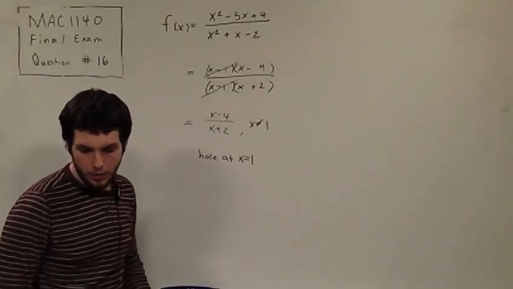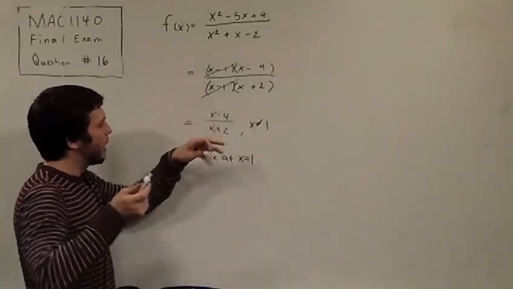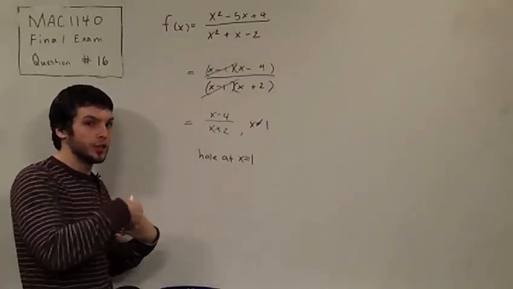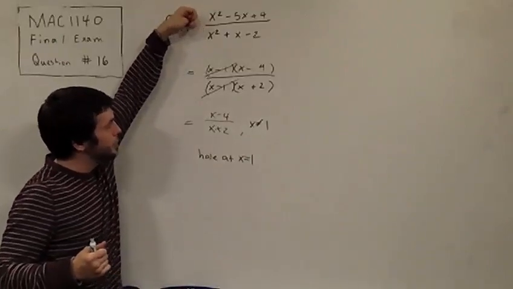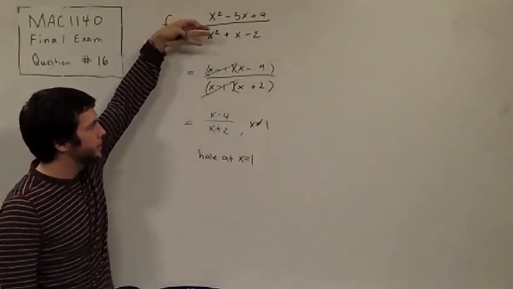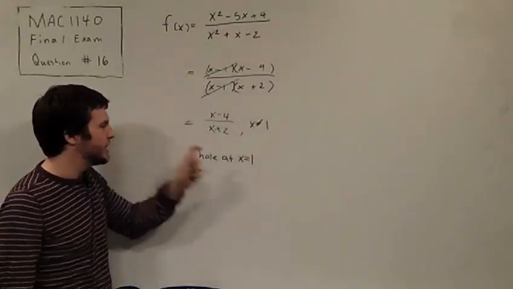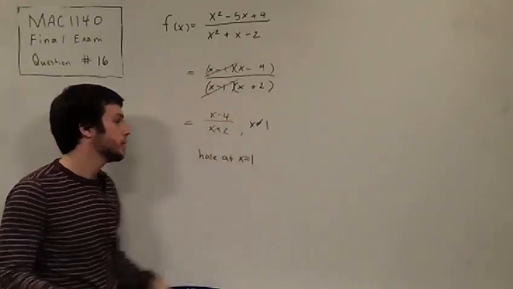So the question is asking for a hole at which point? Well, this is the x value. To find the y value, if you plugged it back into your original, you get 0 over 0, because in your factored form this factor would be 0, and this would be 0 as well. So what you need to do is take your x that you canceled out and plug it into your simplified version.